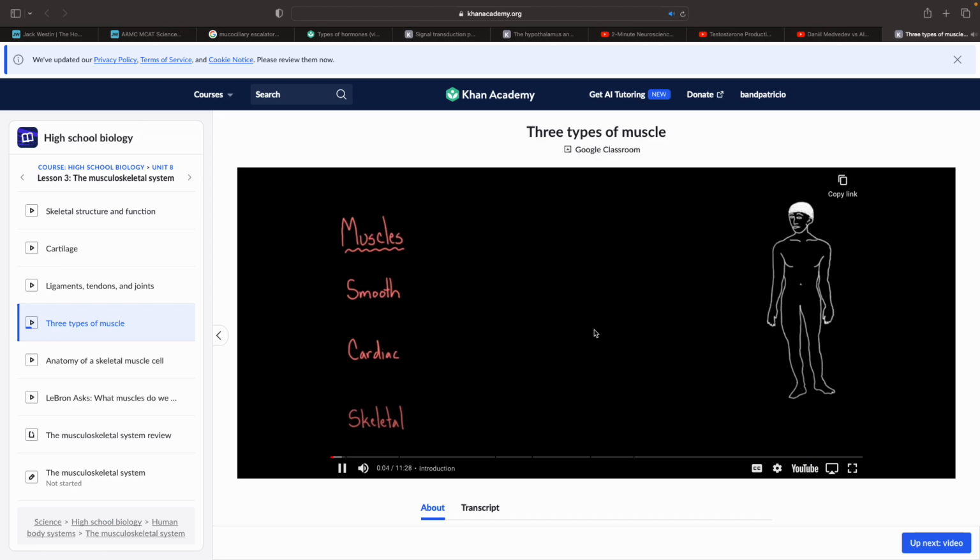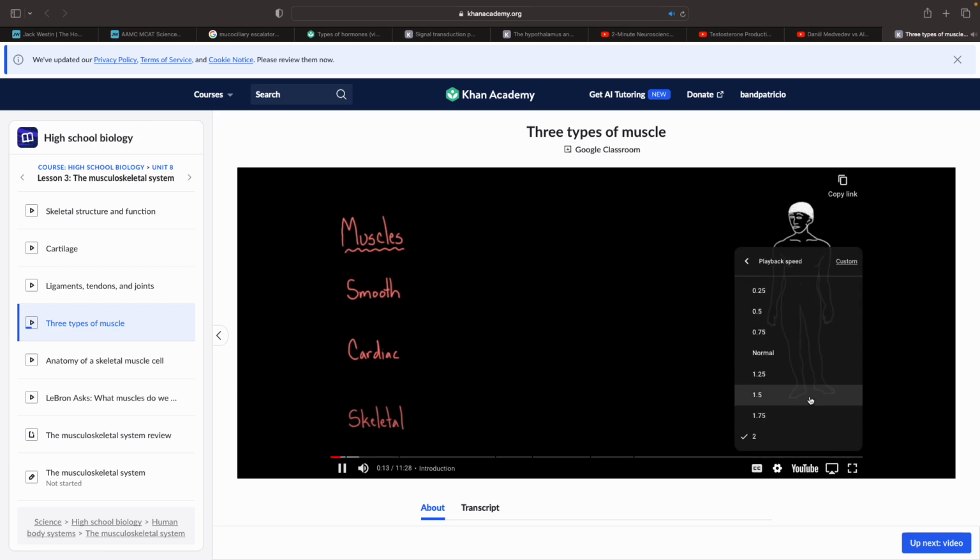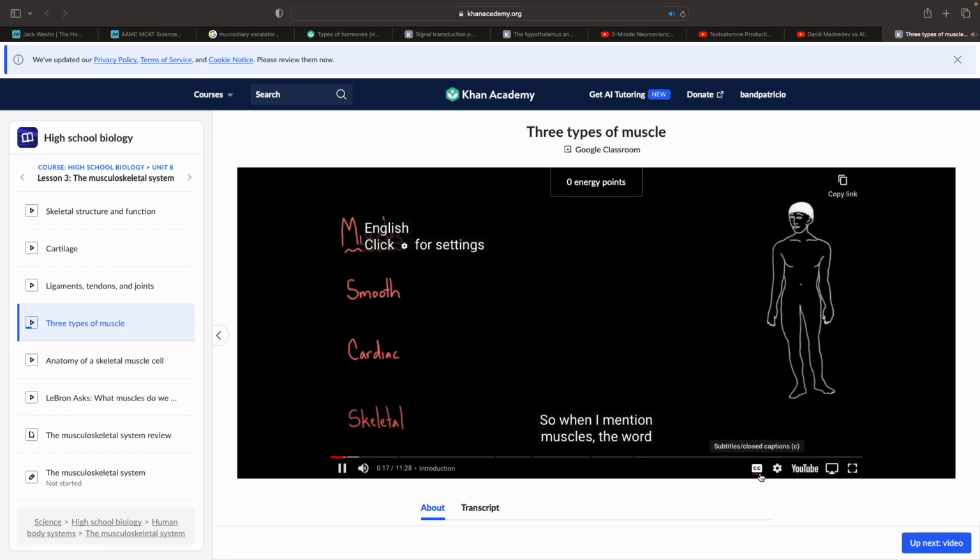Let's talk about muscles, and I've drawn the human body on the right, kind of a figure of it, and I want to talk about the three major types of muscles. And I thought it'd be helpful to have a picture because then we can actually draw on there and show where the different types of muscles might be. So when I mention muscles, the word I want you to start thinking about in your head is movement. So think about all the different types of movements that might happen in your body. Just be really creative and start thinking of all the different movements.